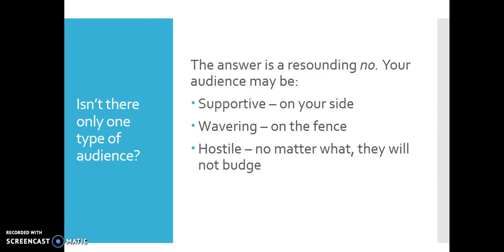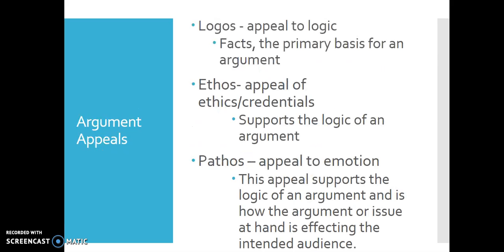So there's not just one type of audience. You heard me say hostile, and the hostile folks are the people who, no matter what, are just not going to budge on an issue. So you might think in terms of people who are pro-choice or pro-life, that debate. Most of those people are going to stay on the side that they're at. There's also a supportive audience. That's one that you really don't need to think about convincing because they're already on your side. And lastly is wavering. Those are the folks who you're really wanting to concentrate on because you want them to get off that fence that's in the middle of the issue and come over to your side.